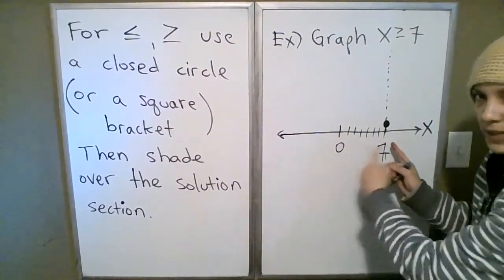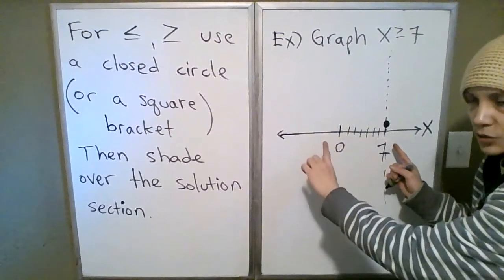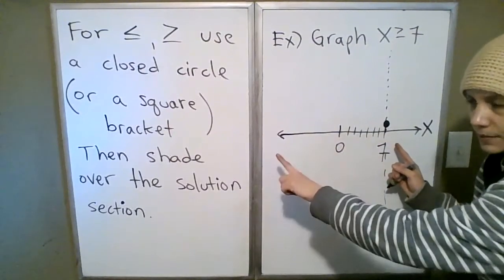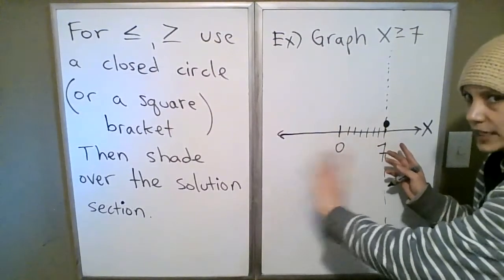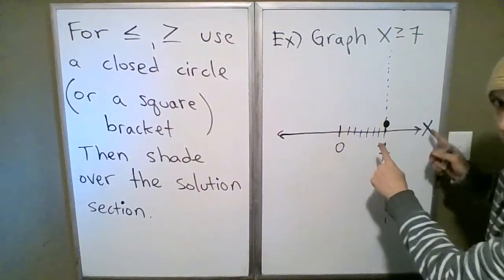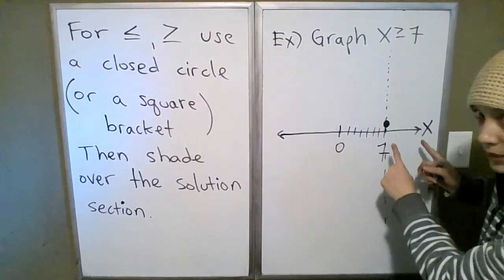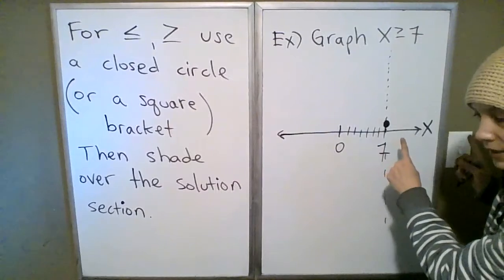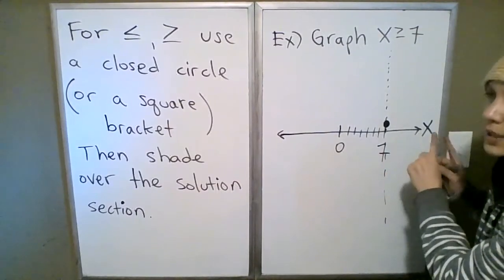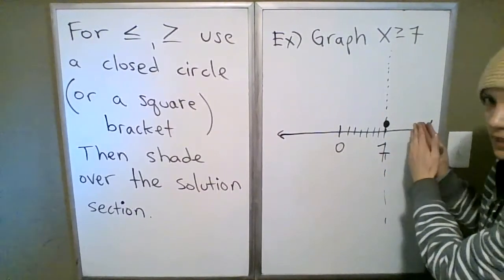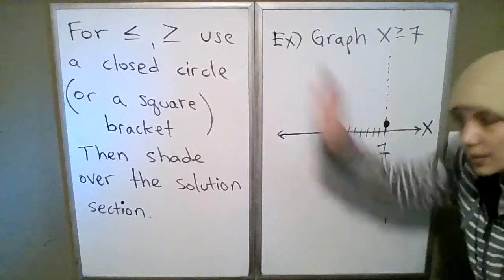On this side, you pick any value to test. If it's true, shade over that. If it's false, don't shade that side. Same thing here. You can pick a test point. If it's true, then it is a solution, and you shade that way. If it's false, it's not a solution, and that's not the solution section. I'm going to write this all down.